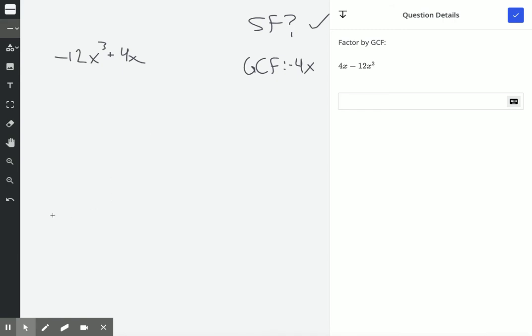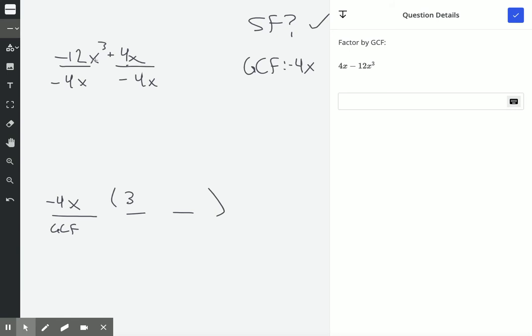So I know my answer is going to be my GCF and then parentheses, whatever is left over. In this case, there turns out to be 2 blanks because there were 2 blanks in the beginning. It's a binomial. So my GCF is negative 4x, and I'm going to divide by negative 4x for both. So negative 12 divided by negative 4 is 3. This should always be positive.